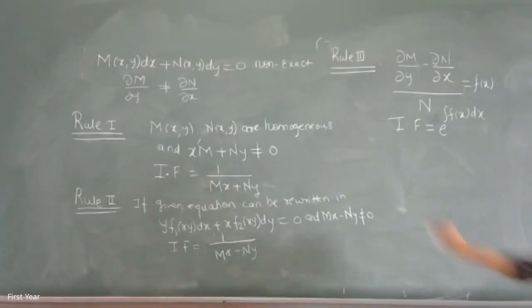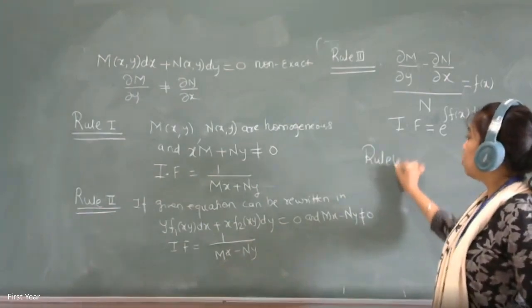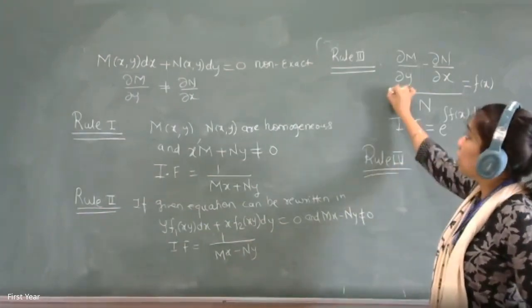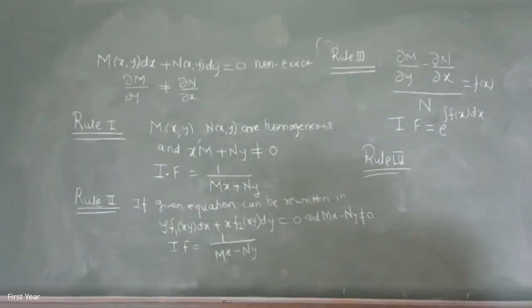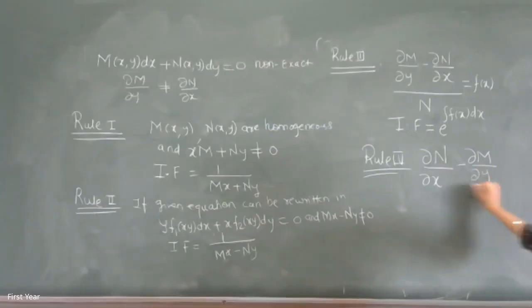Everyone? Yes, ma'am. So now you tell me rule 4, which is from this only. Now what did it mean? Divide by m. Delta m by delta x minus delta n by delta y, divided by m, equals f of y. And therefore the integrating factor equals e raised to the power integration of f of y dy. Got it? That's it. So that is rule 4.